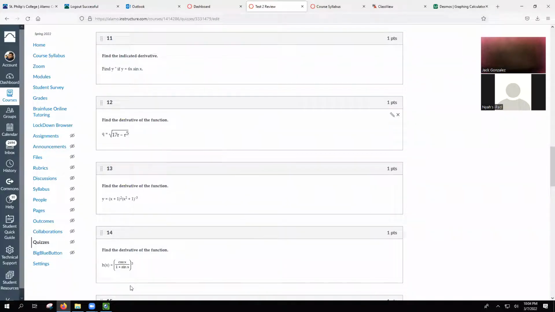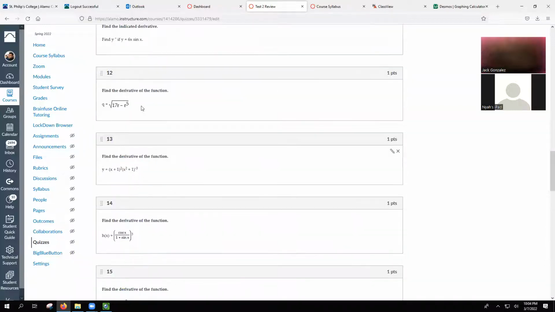You guys cool on 11? Yes. Go. 12 is when you begin doing the chain rule. At this point, everything after this is gonna involve chain rules. So let's start on 12.